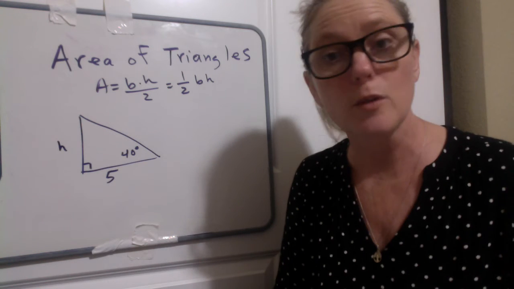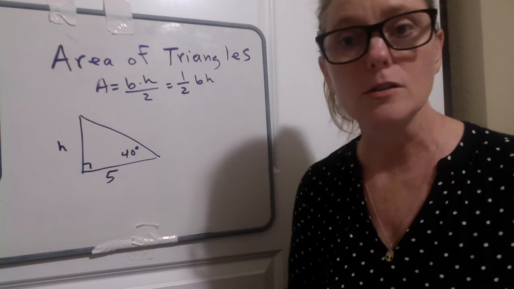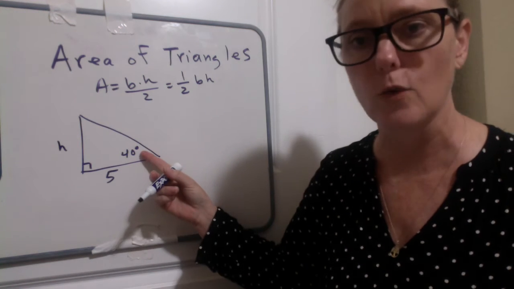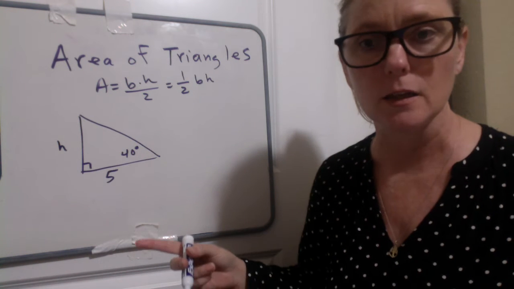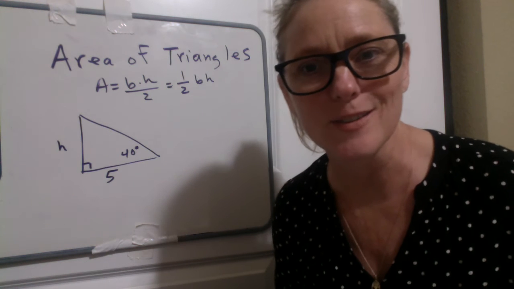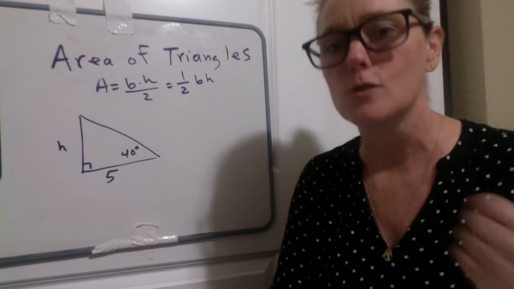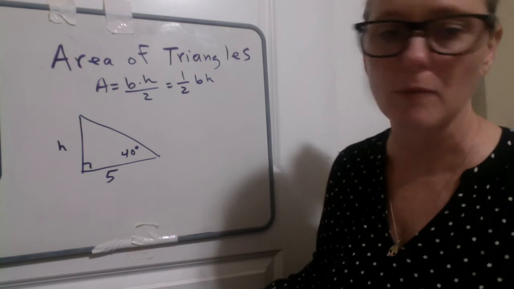I can't use Pythagorean theorem because I don't have the hypotenuse. I also can't use special right triangles. This is not a 45-degree angle. It's also not a 30, 60, 90. So what am I going to do? I'm going to go to trig. That's right. So we got trigonometry that can help us. SOHCAHTOA. I'm going to write that down just to remind us.